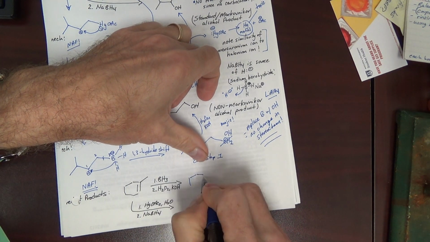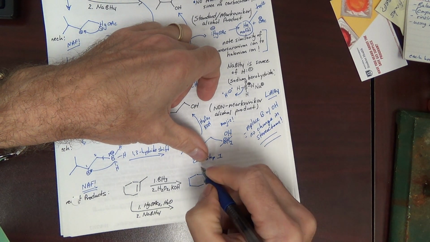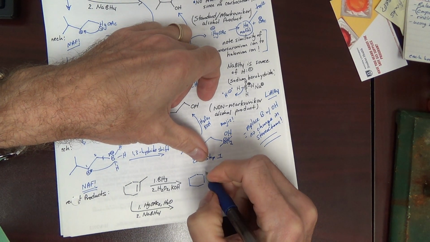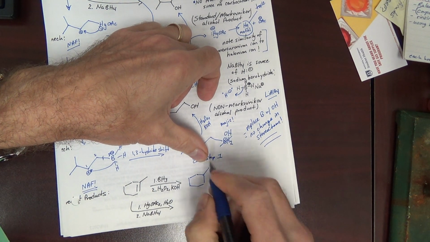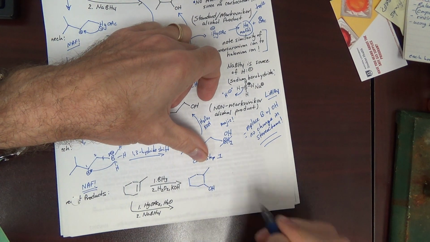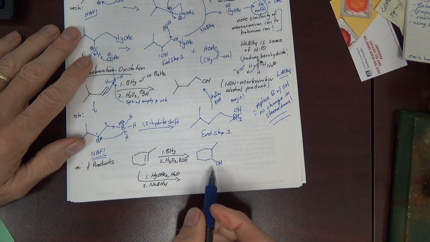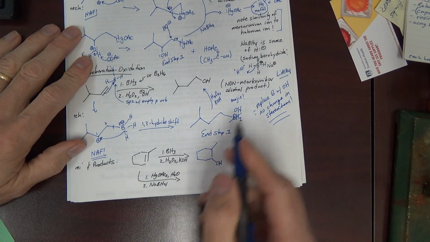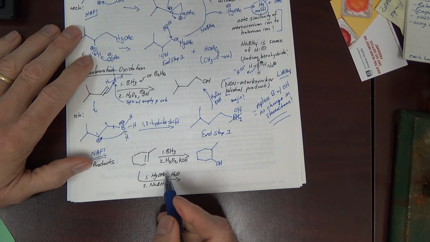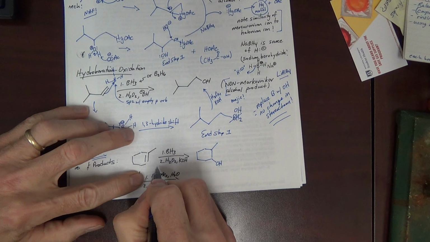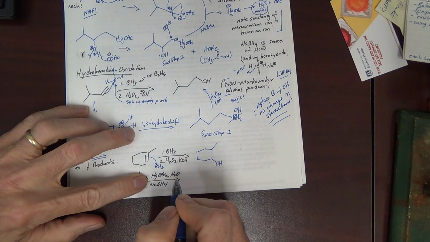I'm going to go ahead and draw the product. Let's do that. We've got a methyl, and the OH is going to be here. How do I know that? Well, anti-Markovnikov. And mechanistically, this attacks BH3.